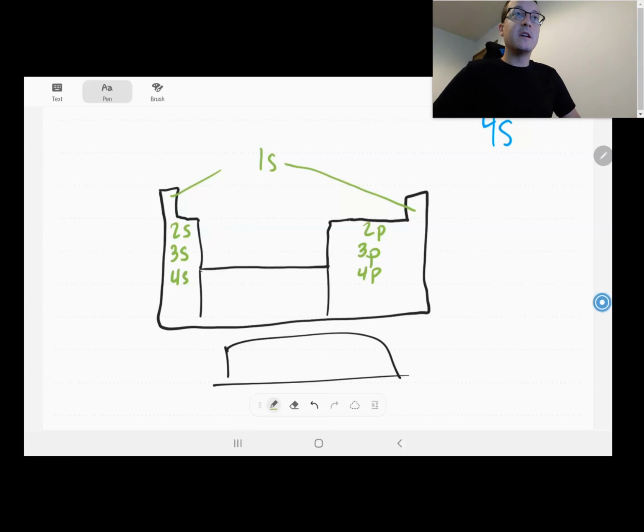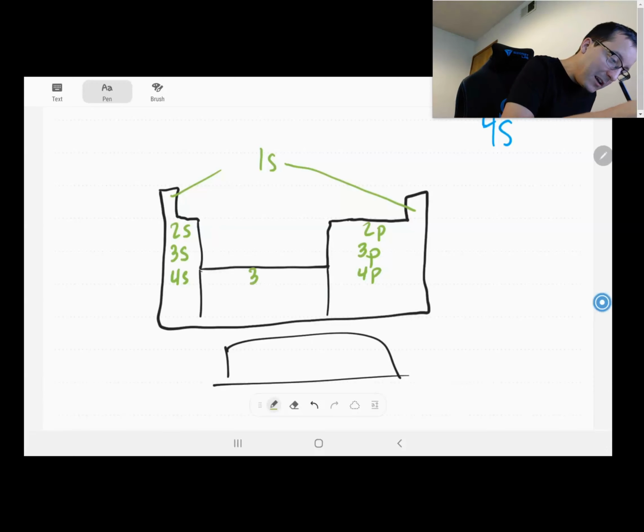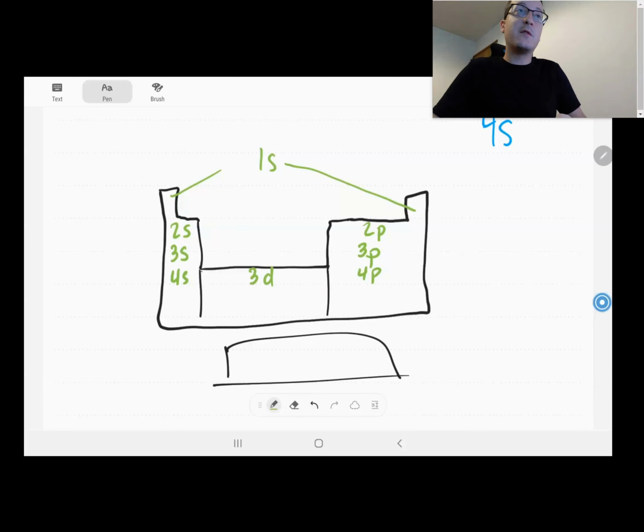But something horrible happens here, for you at least. It's not actually going to be 4d that is in the middle there. It's actually going to be 3d. The reason for that is because d electrons are going to have typically higher energy than p electrons will. And so we're going to see that, that s electrons will.